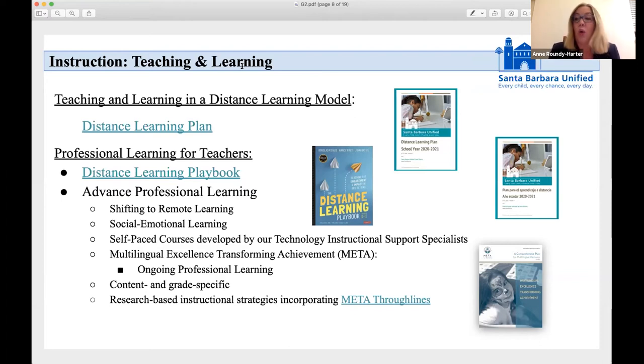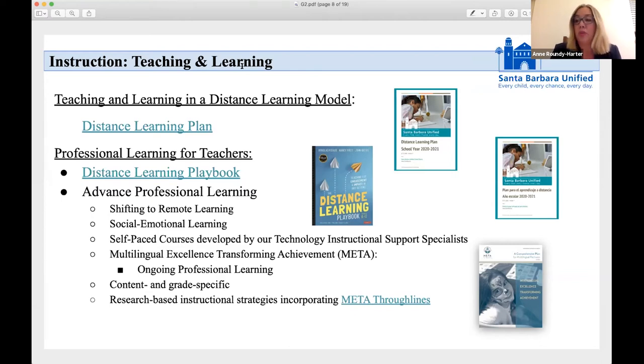In particular, we've provided some particular supports for them. One of them is the distance learning playbook. And we purchased 915 copies of the distance learning playbook, which, if you know the names Doug Fisher, Nancy Frey, or John Hattie, these are world-renowned researchers who put together this playbook. And the playbook was offered as an ebook, and paper versions will be coming out in the next few days to the sites. So this is for all of our certificated staff to engage in, to really have robust learning that can continue all through the year at their own pace, as we know is important for adult learners.